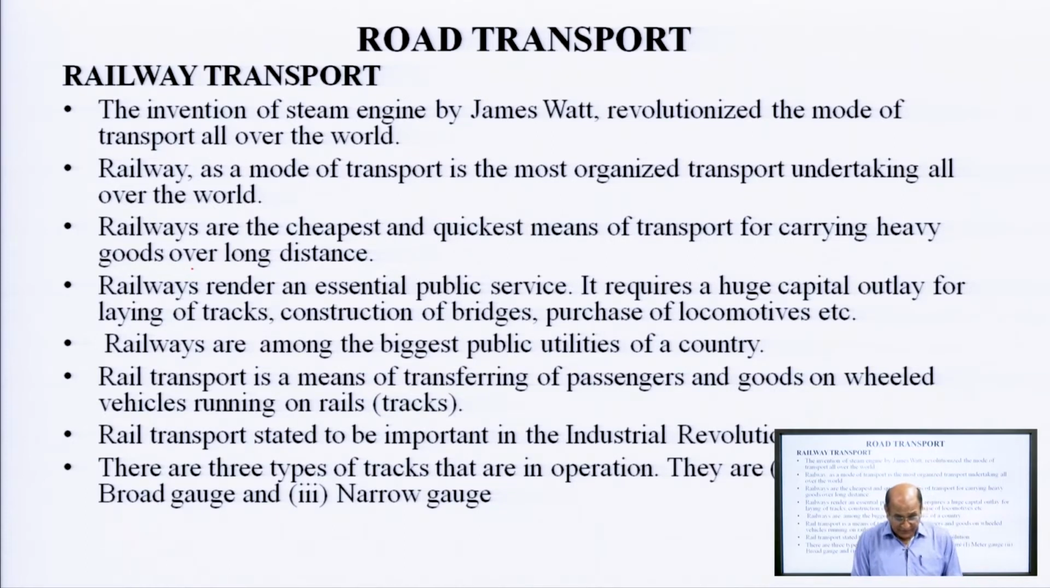There are three types of track that are in operation. The first is a meter gauge having width 1000 millimeter. Then a broad gauge having width of rail 1676 millimeter and the narrow gauge having 710 millimeter. So, generally three types of gauge are available in Indian railways.